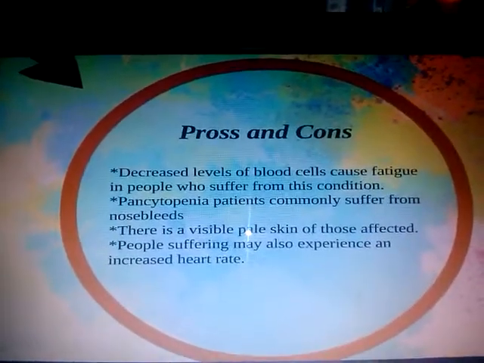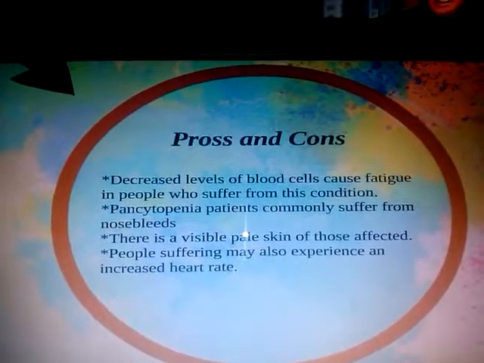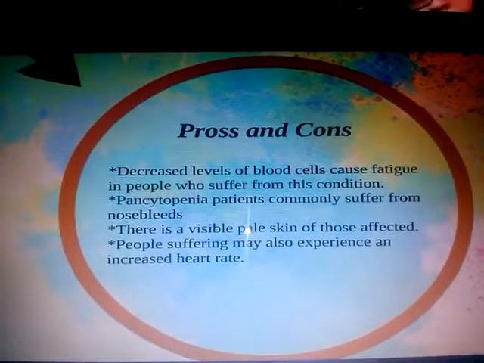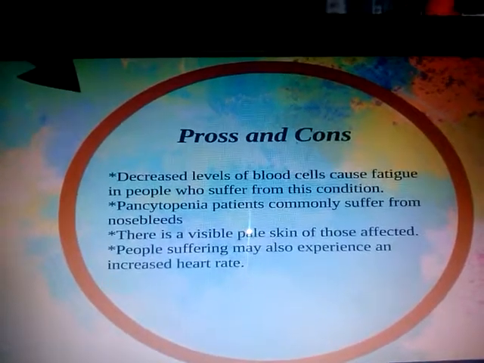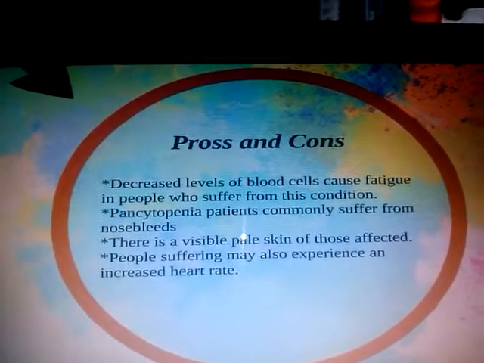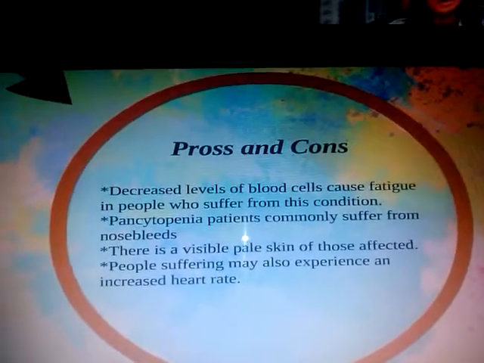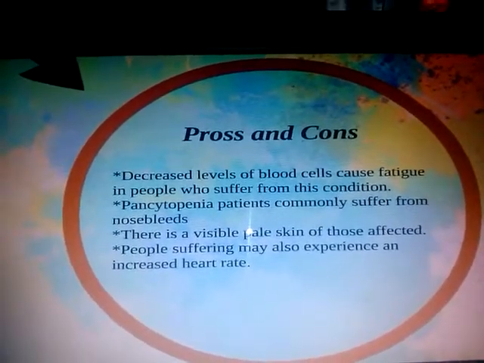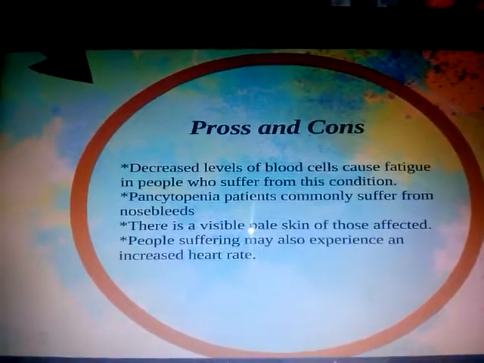Signs and symptoms: low levels of blood cells cause fatigue in people who suffer from this condition. Pancytopenia patients commonly suffer from nosebleeds. There is visibly pale skin in those affected. People suffering may also experience an increased heart rate.